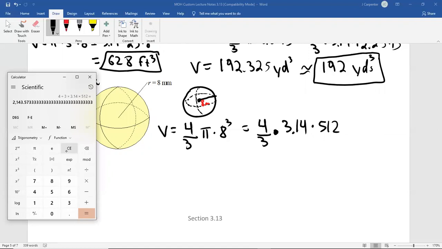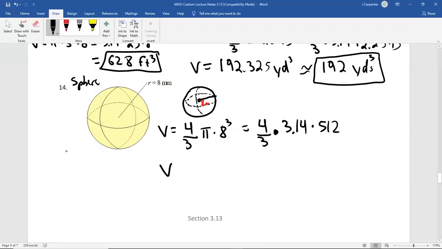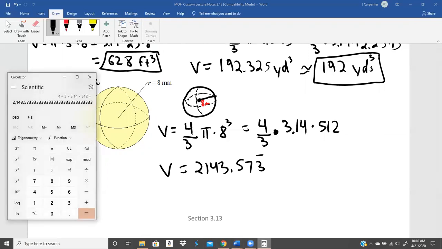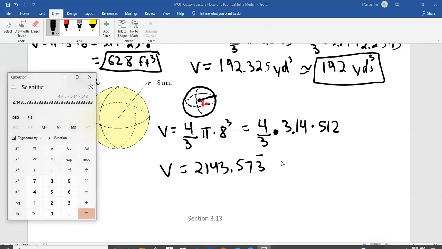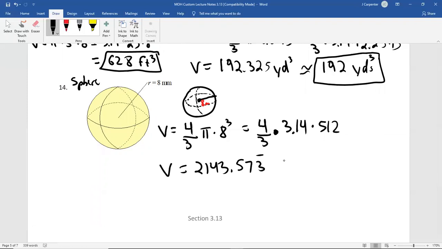2143.573, and then with a bar over it. I gotta confirm that. That's a lot of numbers all at once. 2143.573. Got it. And then our units, these were originally in millimeters. So this is cubic millimeters.